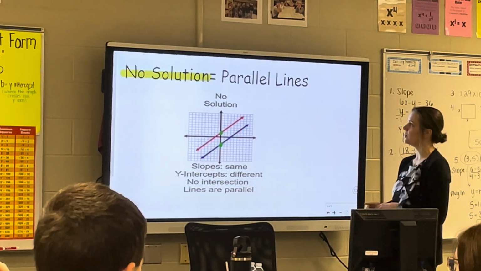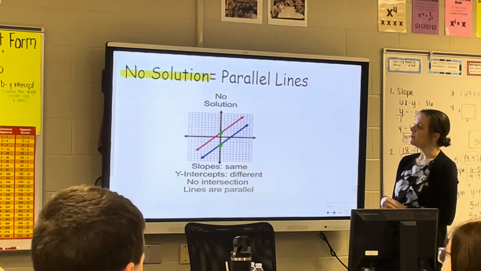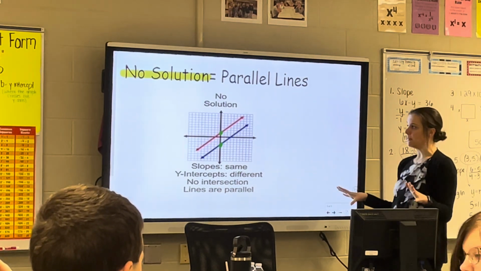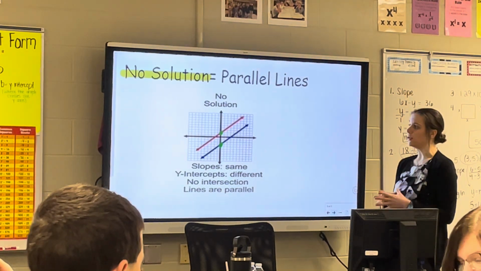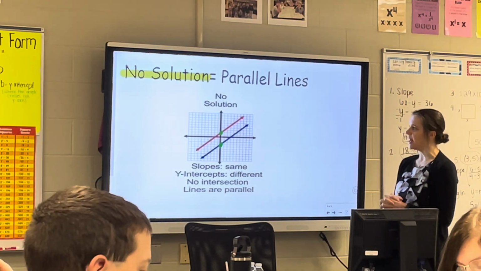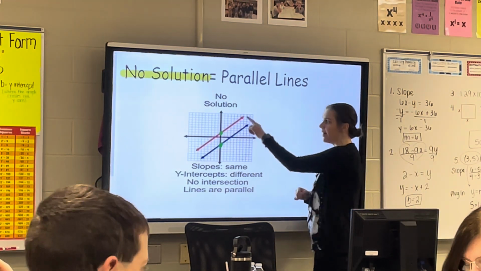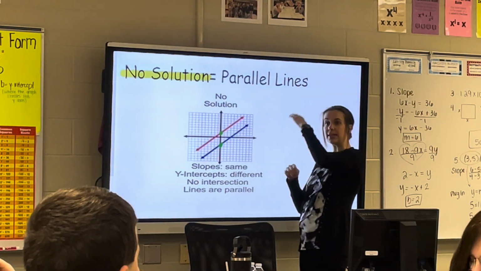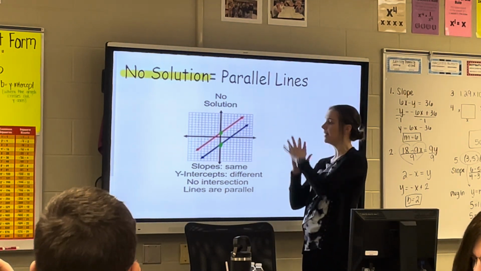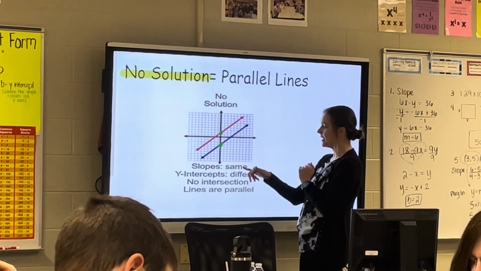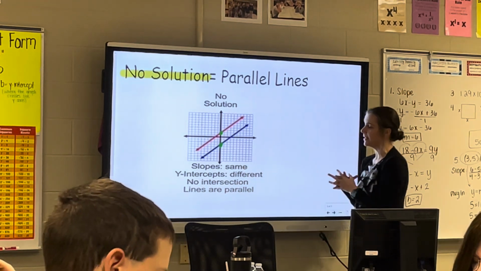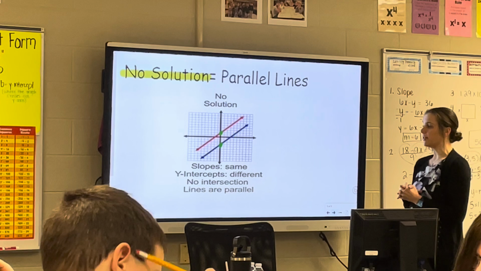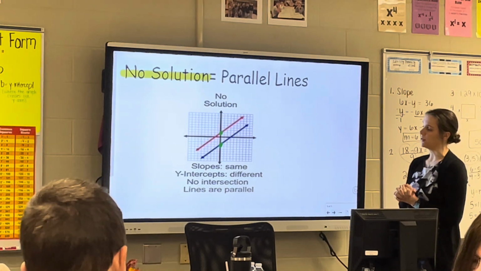So that's one solution. No solution, think about they're not touching at any point. So there is no solution. It's going to create parallel lines. Do you see how parallel lines have the same slope? It's literally the same line, one's just below it. So the slopes are going to be the same, your y-intercepts are going to be different, and there's no intersection point, which means no solution.